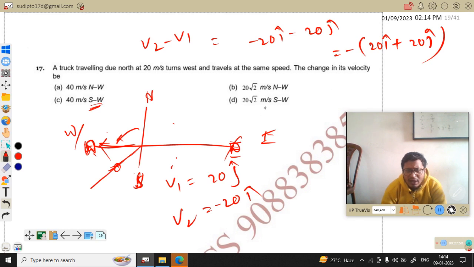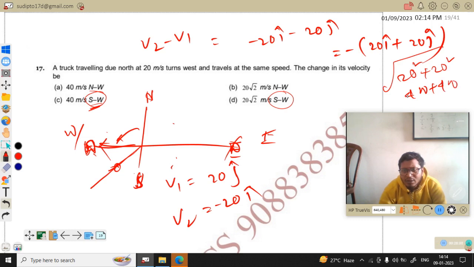So the southwest option is given. For the magnitude, 20 squared plus 20 squared, so root under 400 plus 400, so it will be 20 root 2. 20 root 2 means this option, southwest. Okay, next.